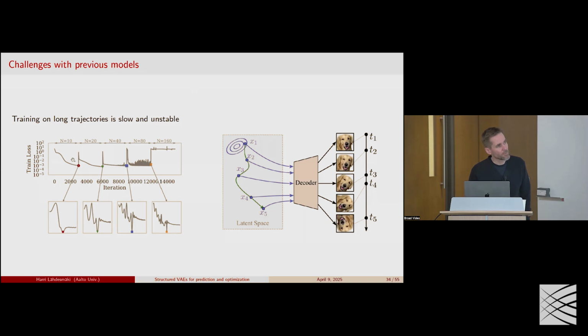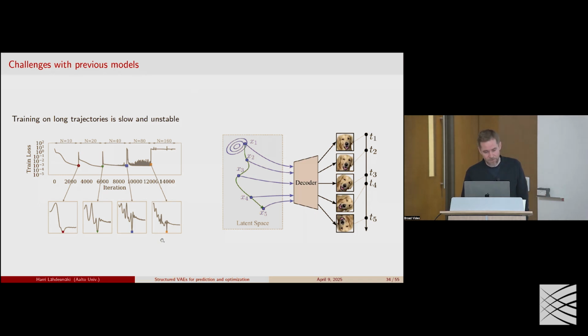So the plot at the top shows the train loss over the iterations of the training procedure, where we double the length of the trajectory every 3,000 iterations. So we optimize first, double the length of the trajectory and optimize, and then suddenly after a certain time point, the optimization doesn't really work anymore at all, demonstrating that the optimization simply becomes unstable, most likely due to unstable gradients of this model.